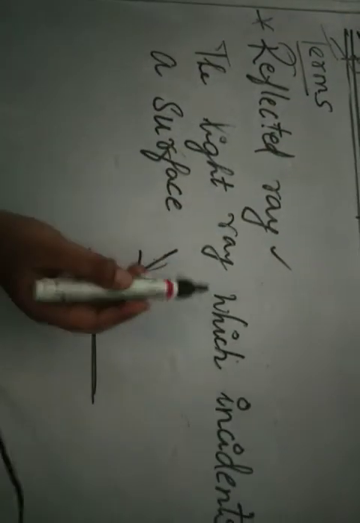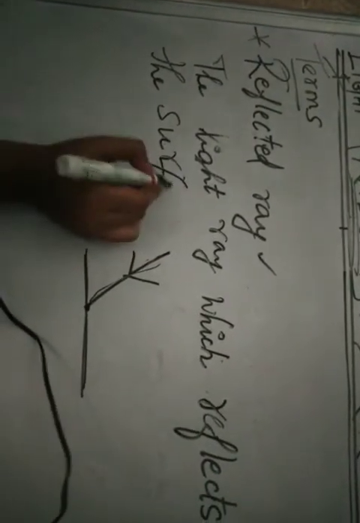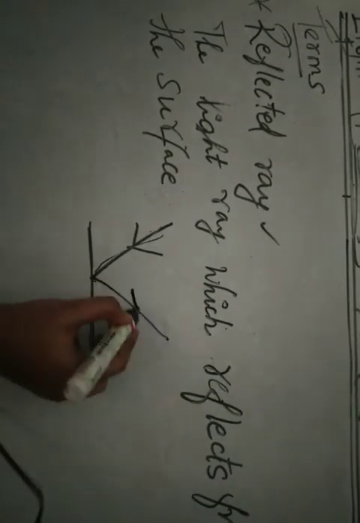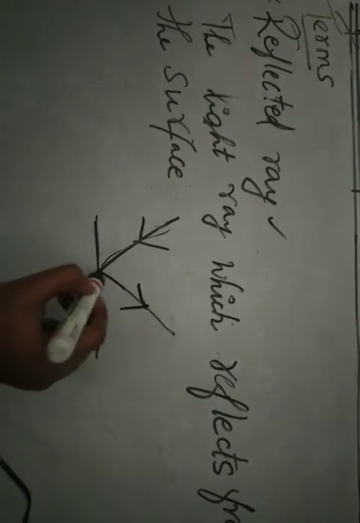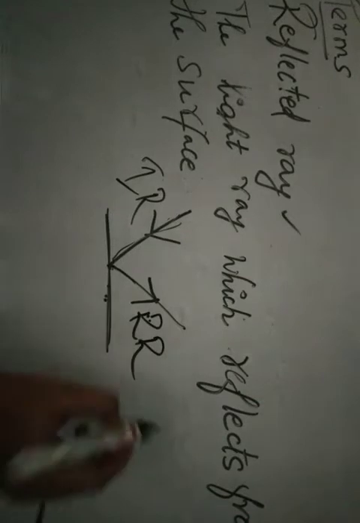Now reflected ray. Now what is reflected ray? Reflected ray is that light ray which reflects from the surface. Okay, now this ray was the incident ray, it struck on the surface, and now this ray will get reflected. This is the reflected ray. This is reflected, or this ray bounced back from this surface. So this is the reflected ray. This is the incident ray. This is the reflected ray.